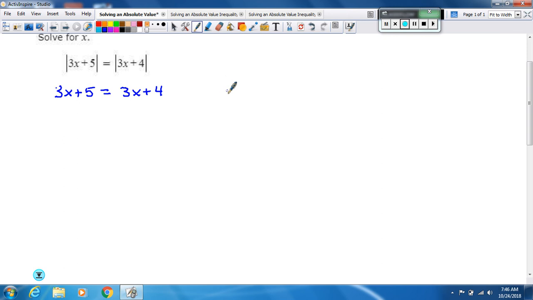The second way is to write it down, and everything after the equal sign, you're going to change all those signs. So that's going to be 3x plus 5 equals negative 3x minus 4. You just change all the signs inside. So then you have two different equations, so a lot of times you'll get two different answers, and I'll talk about why I say a lot of times in a moment.